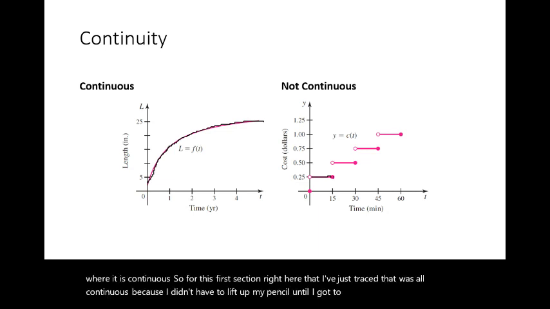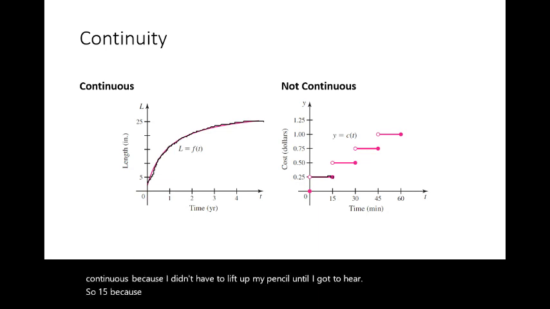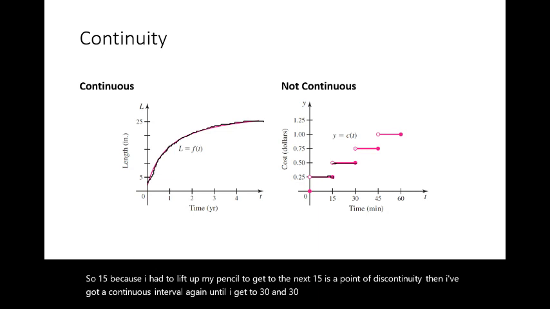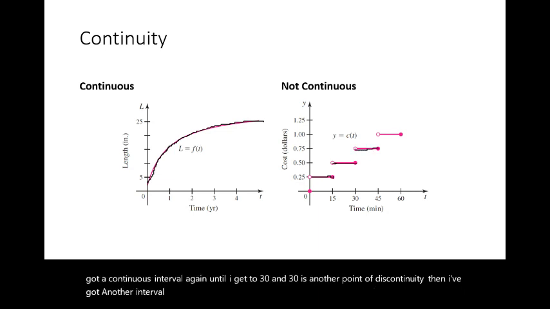So 15, because I had to lift up my pencil to get to the next point, 15 is a point of discontinuity. Then I've got a continuous interval again until I get to 30, and 30 is another point of discontinuity. Then I've got another interval of continuity until I get to 45, another point of discontinuity, and then you get the idea.